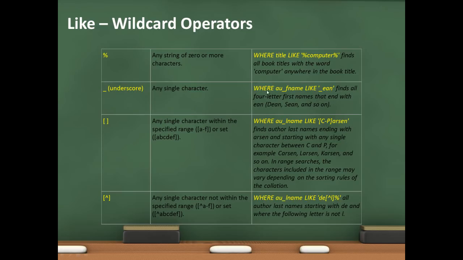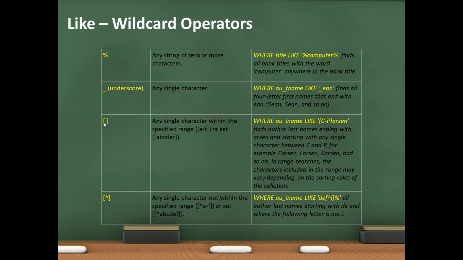So over here in this example, you'll see that it's going to find every name that is only 4 characters long that ends in EAN. Had I put a percent symbol in there, it would have found every name that ended in EAN, no matter whether it was 4 characters or more. This says it has to be 4 characters because it's replacing only 1 character.